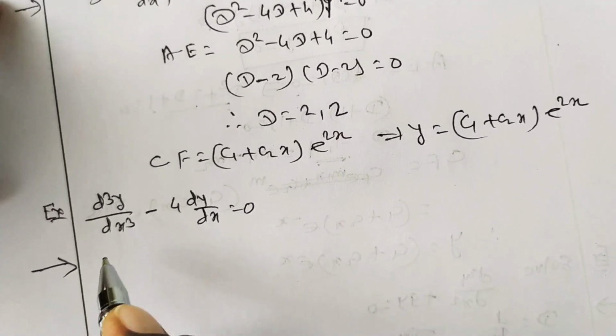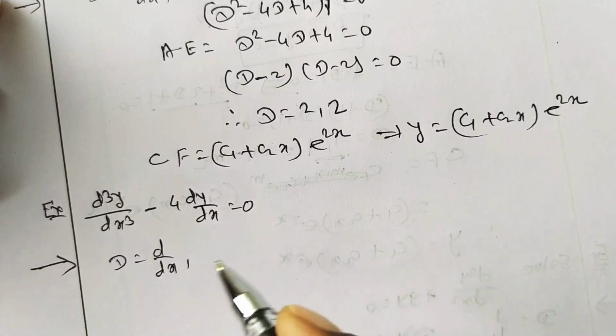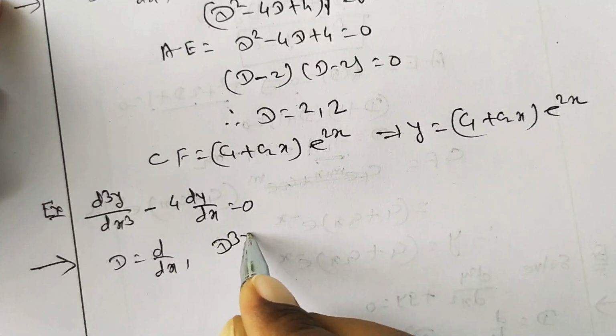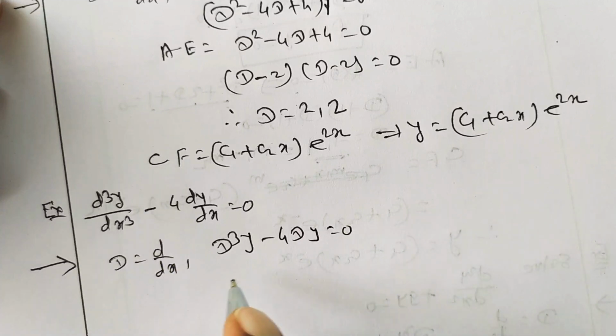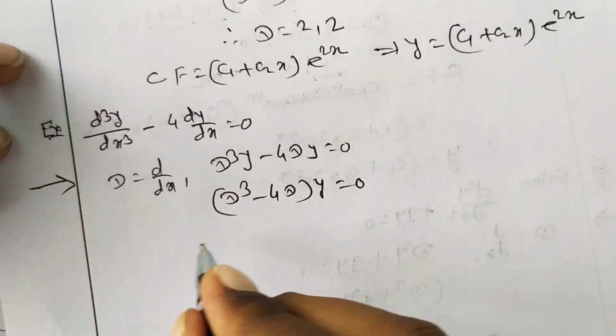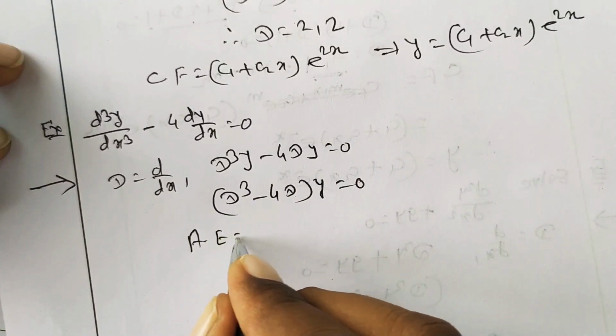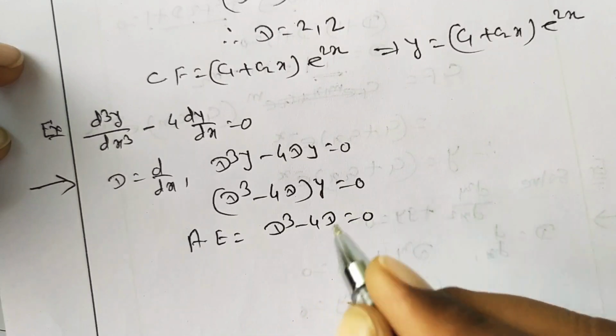So again, same method, using capital D is equal to d by dx. Now you will solve these problems, that is d cube y minus 4 dy equal to 0. If you take y common, then d cube minus 4d into y equal to 0. So using this again we can write the auxiliary equation. The auxiliary equation here is d cube minus 4d equal to 0.